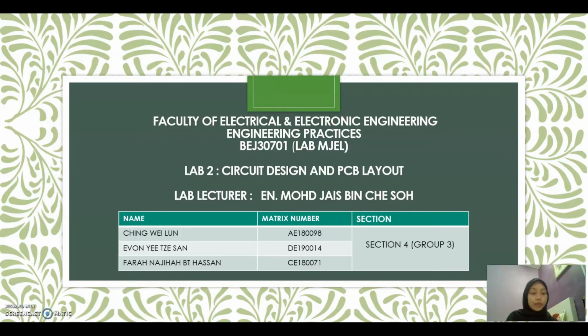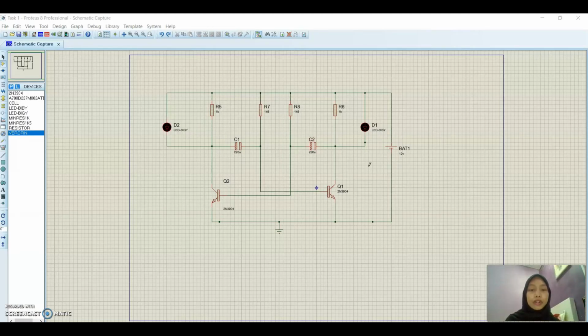I will show you how to replace the LED and battery with Veropin, but we still use the same circuit as in the previous Lab 1. So this is the circuit from the previous Lab 1. We use this circuit again for Lab 2. Why do we need to replace the LED and battery with Veropin? Because the LED and battery do not have a PCB footprint, so we need to change them with Veropin.